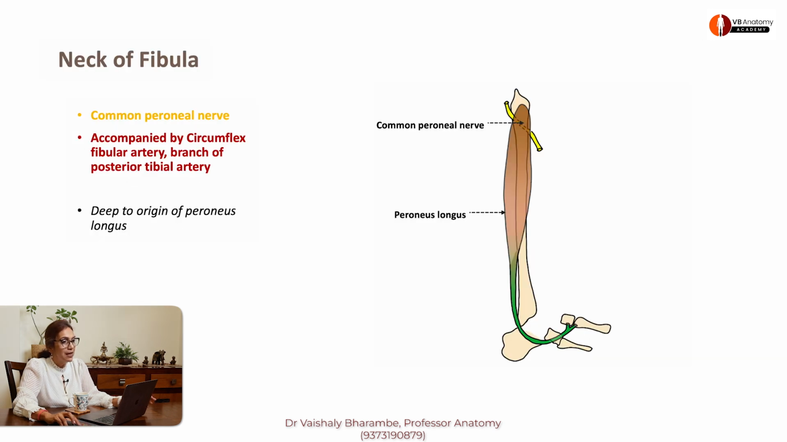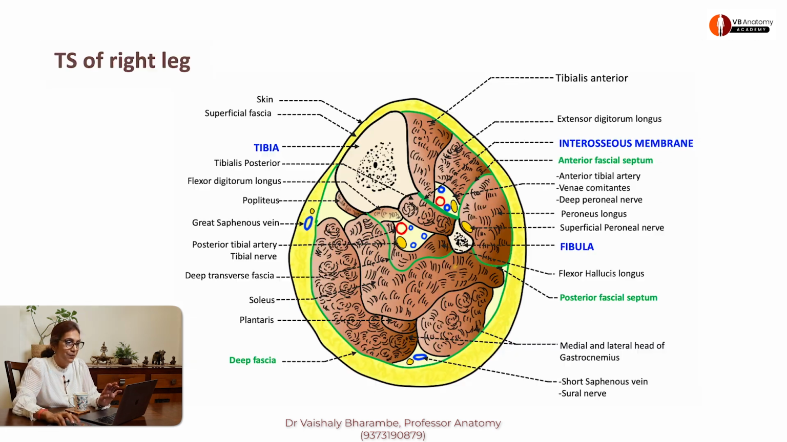Here you are seeing the same nerve winding around the neck of the fibula, deep to the peroneus longus muscle, dividing further into deep peroneal and superficial peroneal. So, points to be noted: common peroneal is found at the neck of fibula, deep to peroneus longus, dividing into deep peroneal nerve and superficial peroneal nerve.